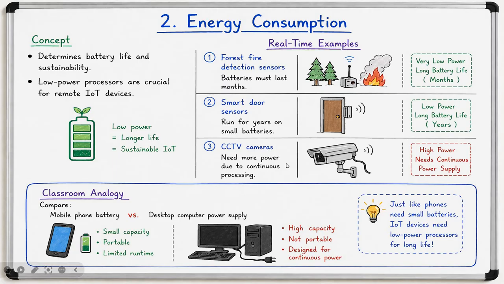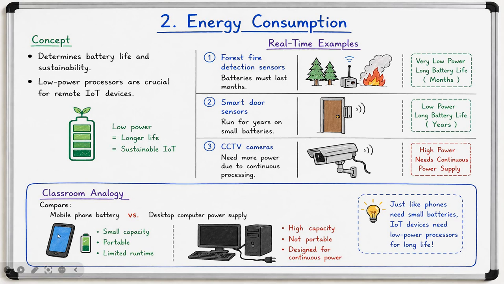And third example is CCTV cameras, which need more power due to continuous processing. These CCTV cameras continuously record and process the video data. So this requires more power. So they are usually connected to a constant power source.